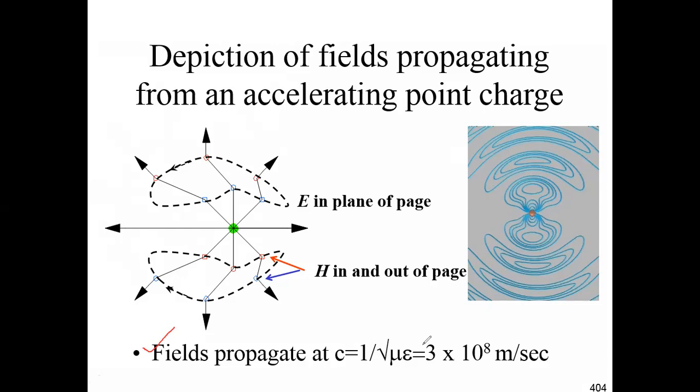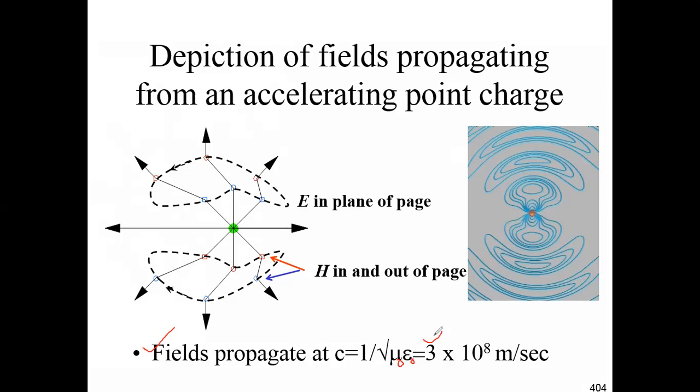One very important point here is that this field propagates at the velocity of light in free space. And what is the velocity of light? 3 into 10 raised to 8. How has it been derived? It was experimentally seen that c is 1 upon under root mu naught epsilon naught. The value of mu naught is 4 pi into 10 raised to minus 7. The value of epsilon naught is 10 raised to minus 9 by 36 pi. If you put these two values, multiply them, take the square root, and take the inverse, you get approximately 3 into 10 to the power 8 meters per second.